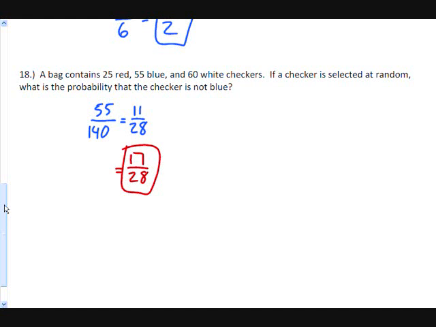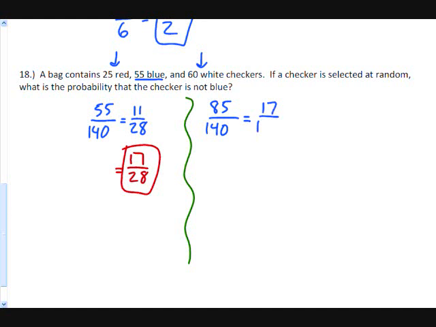Okay, that's the first way we can look at it, by looking at the blue and then say, okay, everything else has to be not blue. So we subtract the probabilities from 1. But then for the other approach, you could just look at it right from the start. If I don't want blue, I'm looking at the red or the white. Well, there's a total of 85 of those. So if I do 85 over the total of 140, again, I reduce that fraction. It's going to give me a 17 over the 28. Okay, so those are the two approaches. But again, either way, you should get the 17 over 28. Okay?